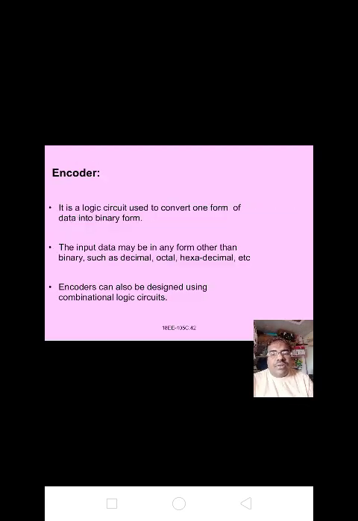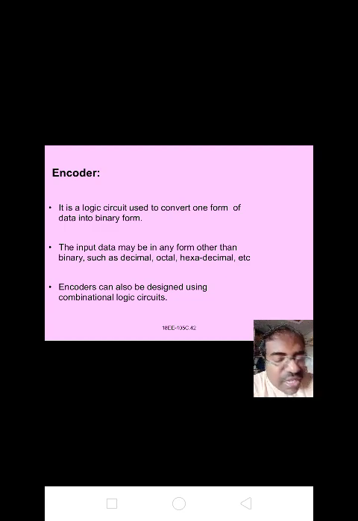Next, encoder. Please make a note of it. Definition of encoder. It is a logic circuit used to convert one form of data into binary form.